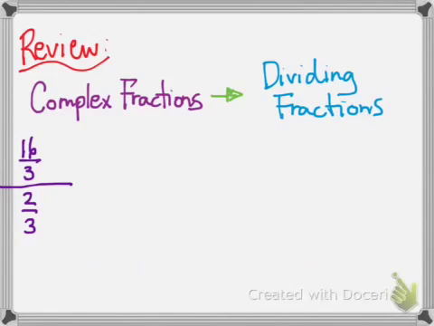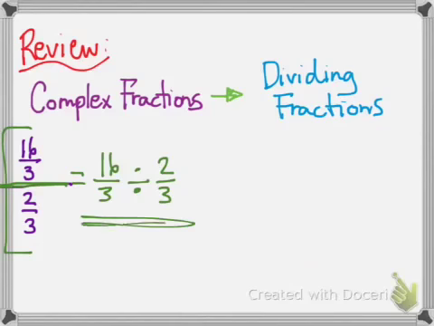Remember that a complex fraction can have a fraction as a numerator or as a denominator, or both a numerator and a denominator. So when I have 16/3 over 2/3, I know that is the same as 16/3 divided by 2/3, and I know I'm dividing because here I see my fraction bar. The fraction bar tells me to do the operation of division. So here I've written it vertically, but now I'm just writing it horizontally.